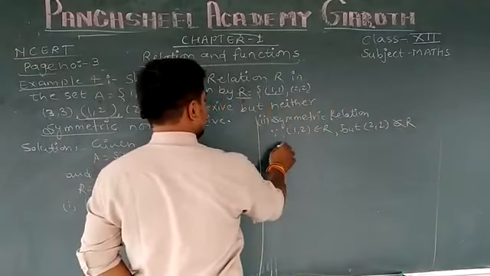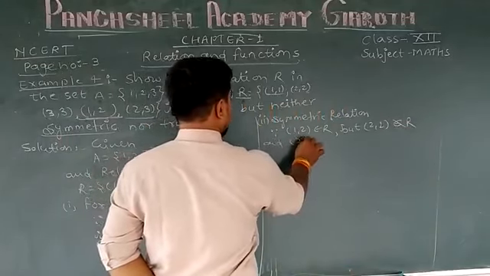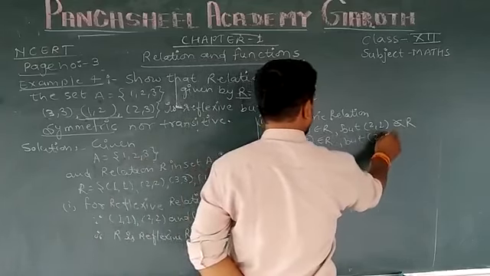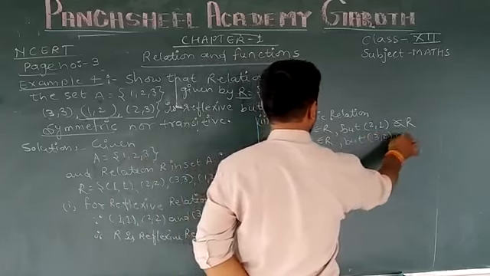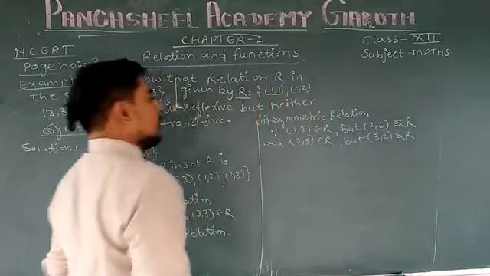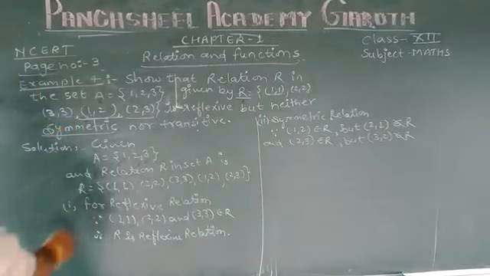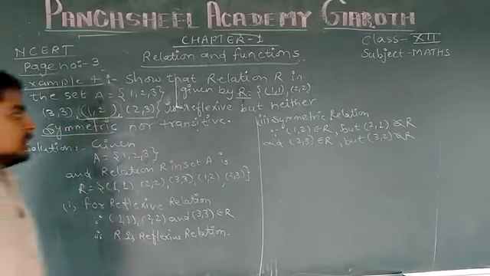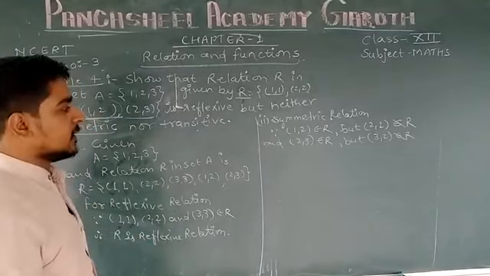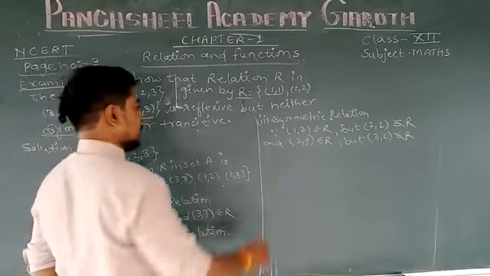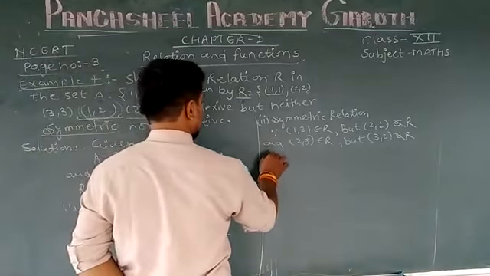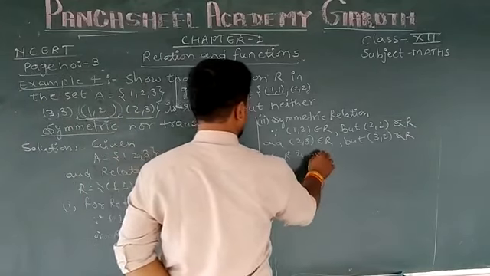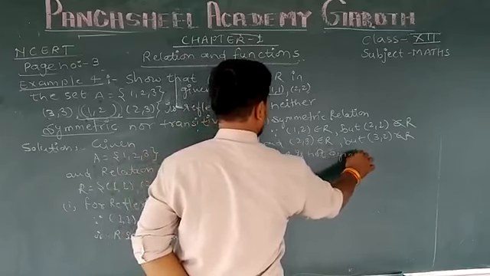Similarly, (2,3) belongs to R, but (3,2) does not belong to R. Therefore, by even one ordered pair, we can say that the given relation is not a symmetric relation. Therefore, R is not symmetric.